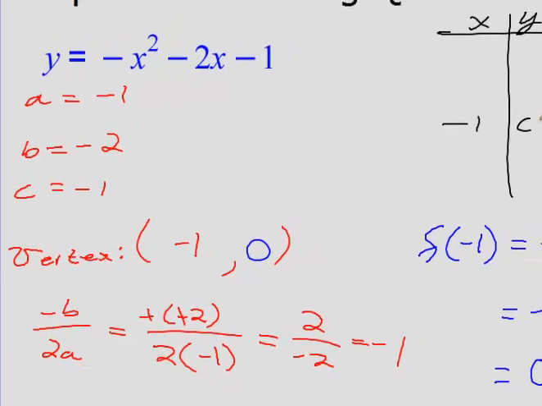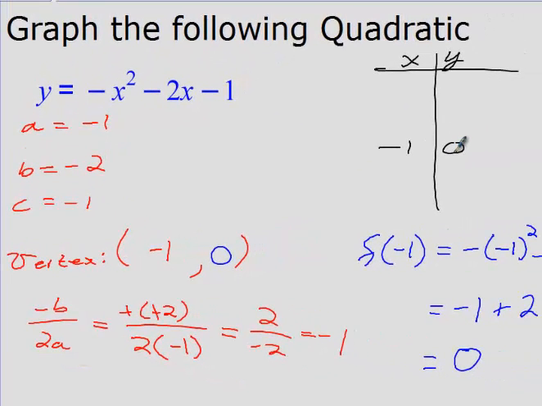So now I put my vertex right in the middle of my XY chart. Again, I need 2 numbers bigger, so give me 2 numbers bigger. 0 and 1. And then give me 2 numbers smaller than negative 1. Everybody all right? So plug in 0. What's 0 squared? Negative 2 times 0. 0 plus 0 minus 1? Negative 1. 1 squared is 1, so you get negative 1 minus 2 times 1 is negative 2. So negative 1 minus 2 minus 1 is negative 4.